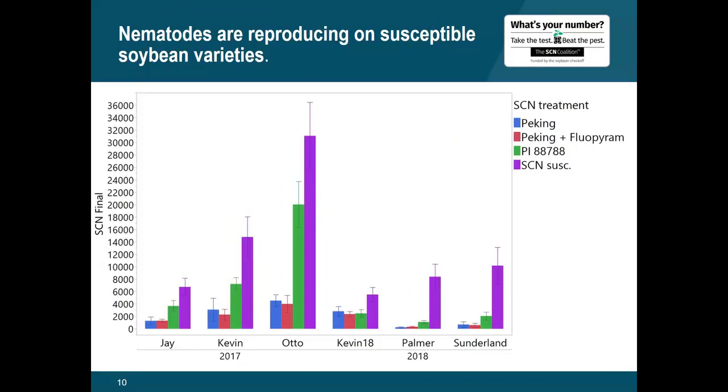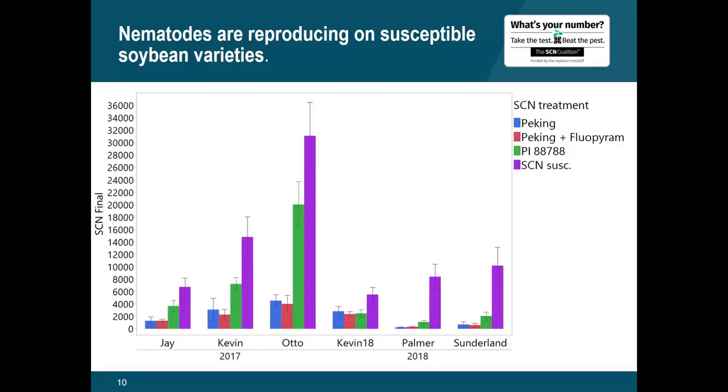And I'm going to talk just a little bit about reproduction here, and then finish this up. So this is the reproduction in these individual fields based on these varieties. These are total egg counts by variety in the final. So you can see we had pretty good reproduction. Some of these we went up to 32,000 eggs per 100 cc's of soil for the susceptibles. So purple is susceptible. You put a susceptible line out, you get a lot of reproduction. It's kind of what we expect.